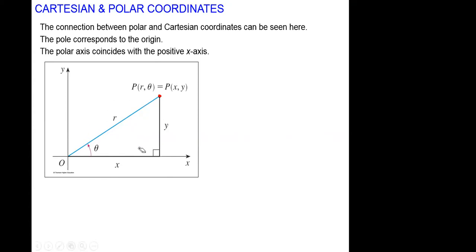What will be? Yes, the first one is the Pythagorean theorem. That's what we will do. x squared plus y squared, I can compute r squared. Really good. This is the first one. Okay. Any other? Because we need four of them. What do you think? Theta.